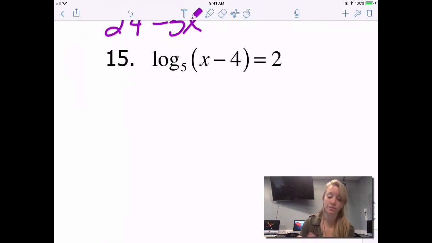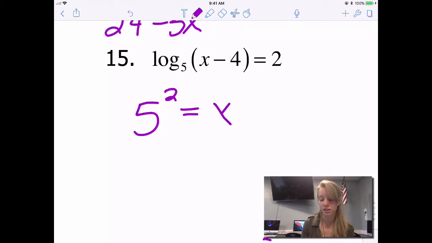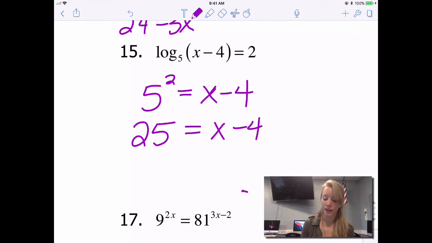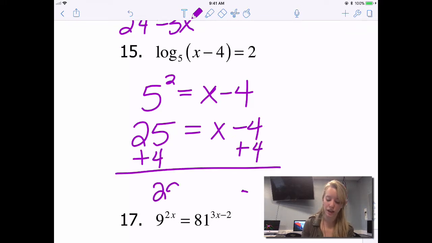So 15, I've got a base of 5. My power is 2 equals x minus 4. So 5 squared, we already said, is 25. And then I can add 4 on both sides. So 29 is equal to x, or x equals 29, either way.